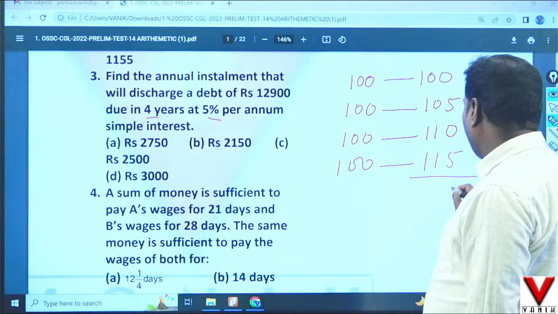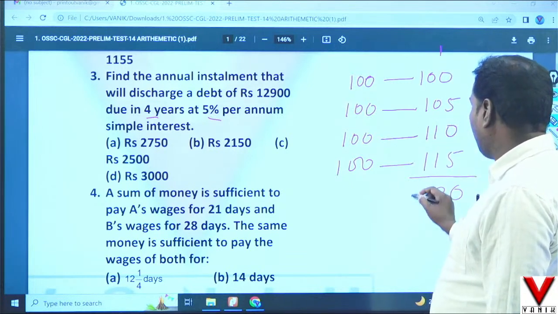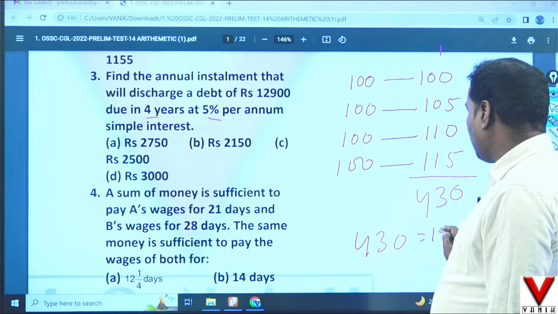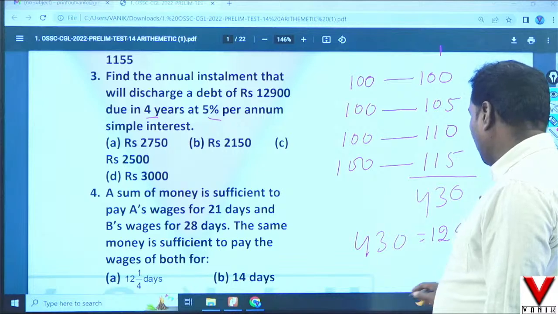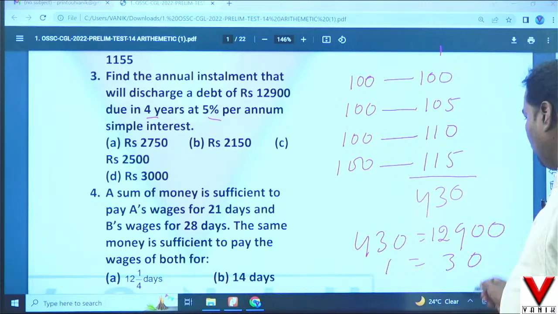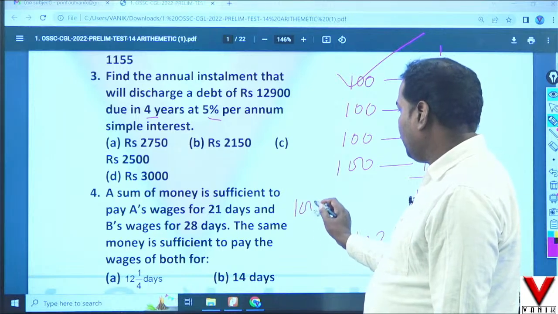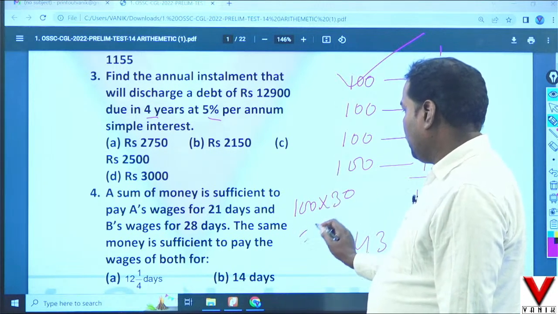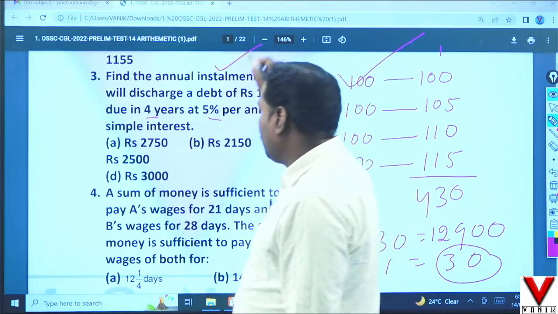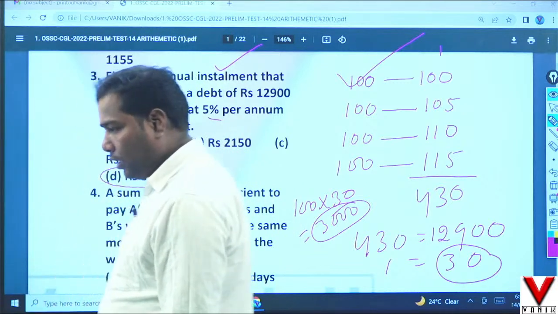I write here 5 5 10 0 1 carry, 1 1 2 1 3, then 1 1 2 1 3 1 4, 430. According to the question, 430 is equal to 12900. Then 1 is equal to 30. If 1 is equal to 30, then each installment is 100 into 30, so that each installment will be 3000. Find the annual installment. So here installment is 3000. Option D is our correct answer.